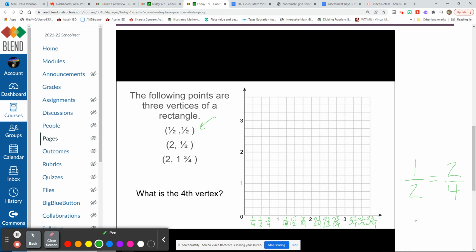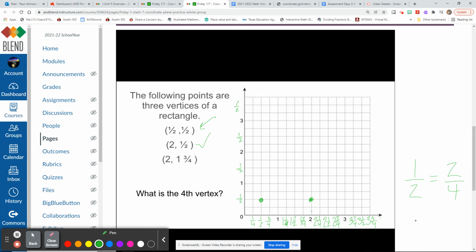Our first one is 1/2, 1/2. Once again, that one is a little bit difficult to mess up because your x and your y are the same. I'm just going to label the half points on this one. All right, the next one is x of 2. So we're going to run 2, and then we're going to jump 1/2. All right, oops, jump 1/2.